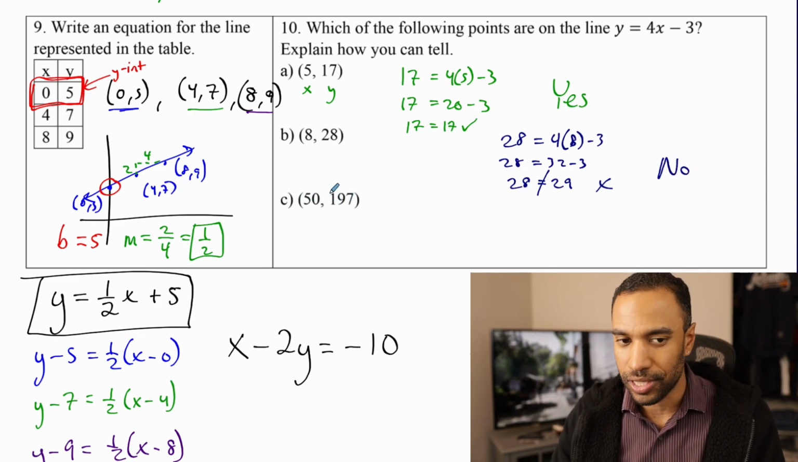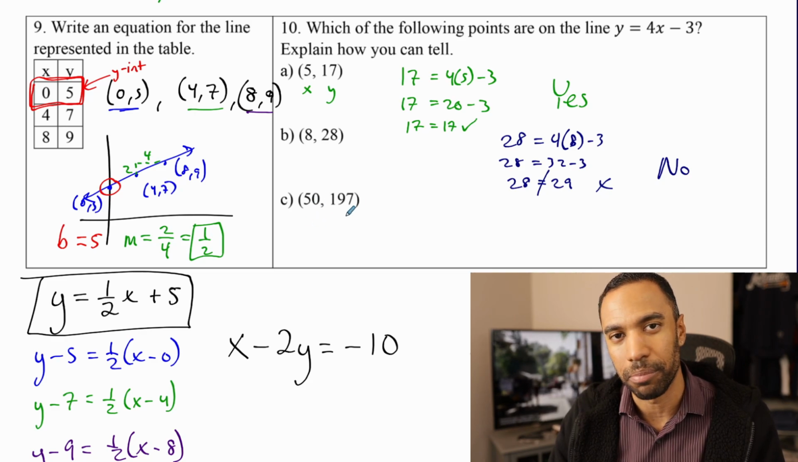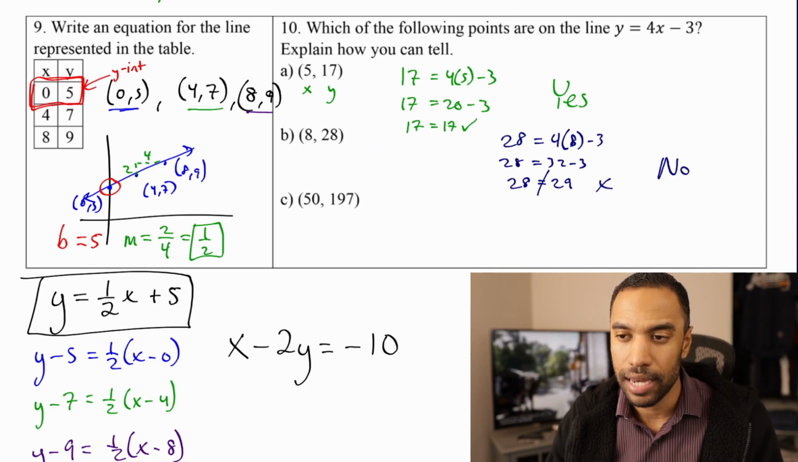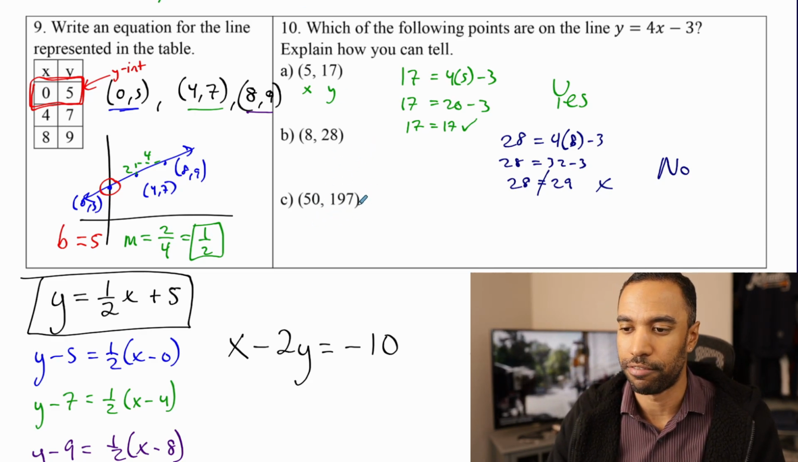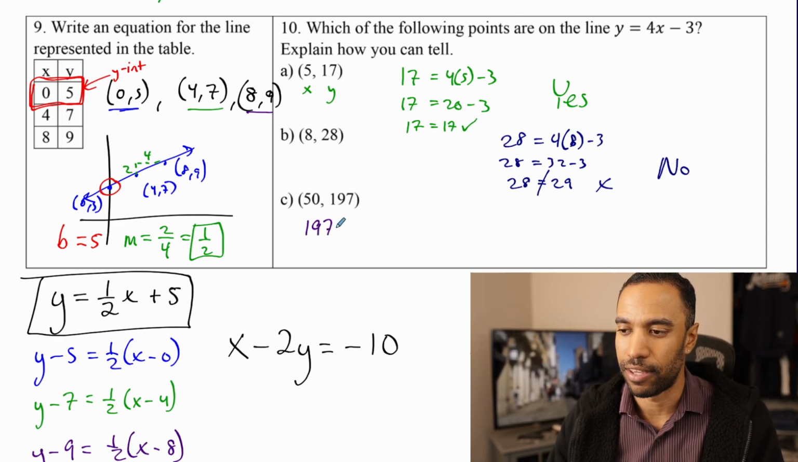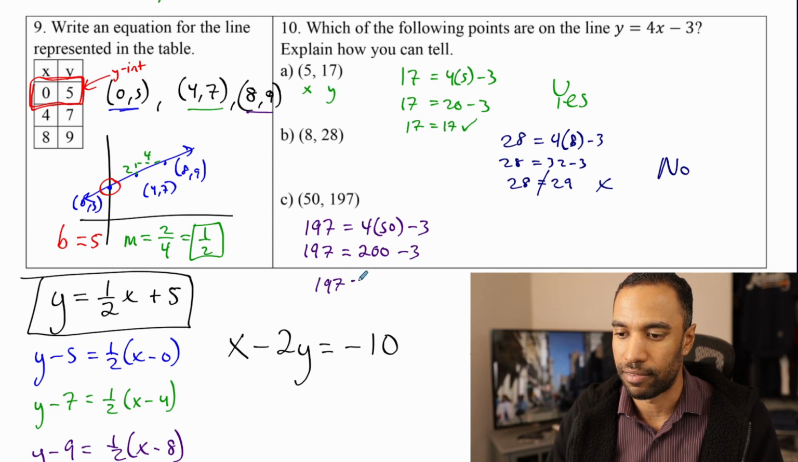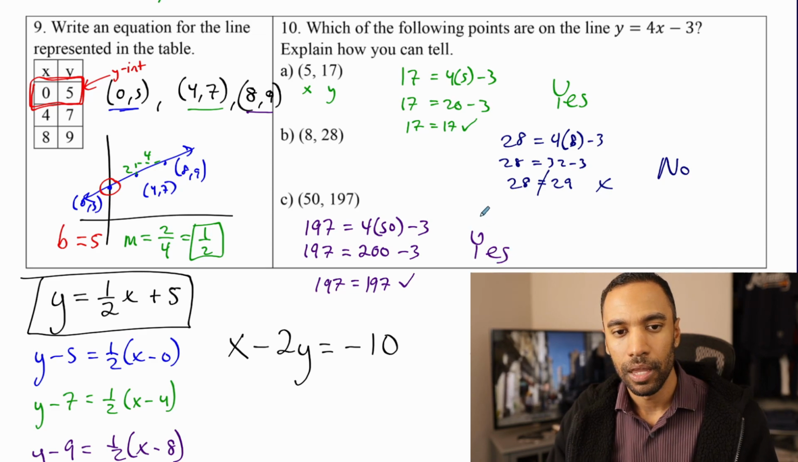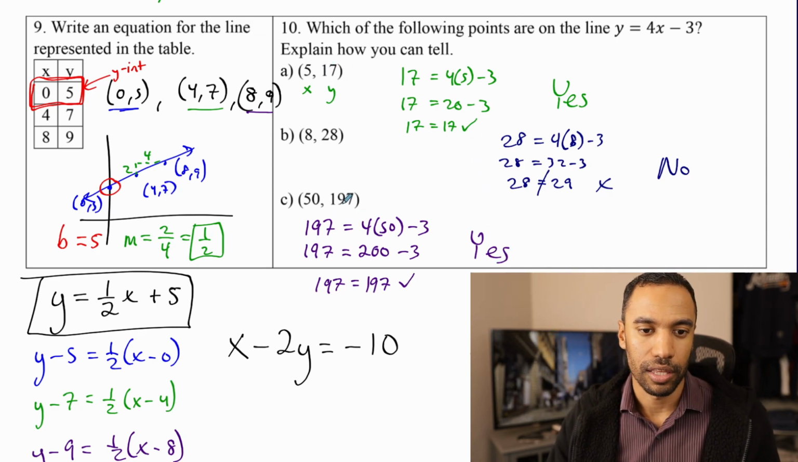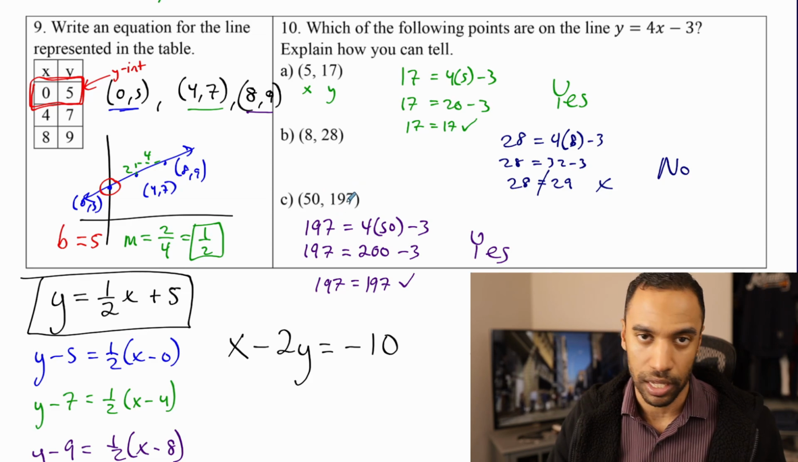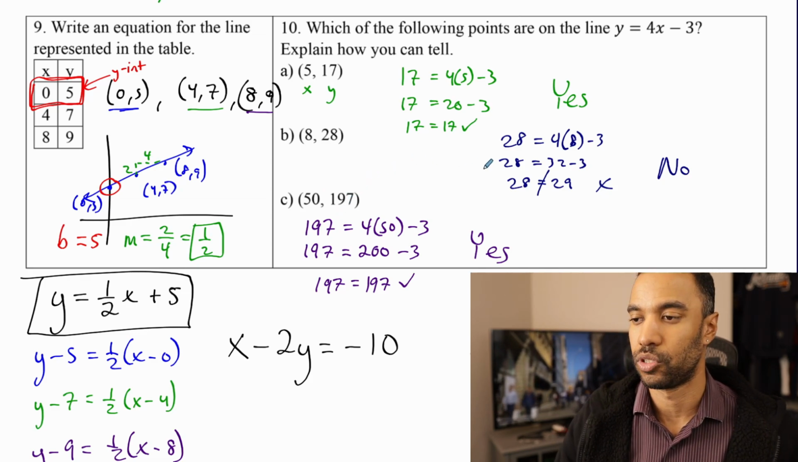One more on C. Yeah, I definitely would not be graphing that one. 197 for y and 50 for x. 197 equals 4 times 50 minus 3. Let's check that one out. 197 equals 200 minus 3. 197 equals 197. Indeed, yes, that one checks out. So these are points on the line because they're also solutions to the equation. That's why they're solutions to the equation.